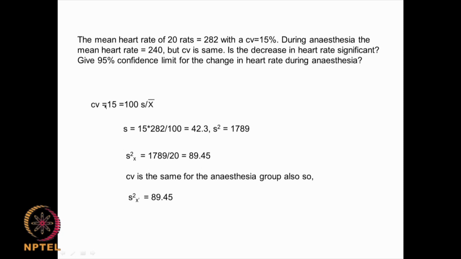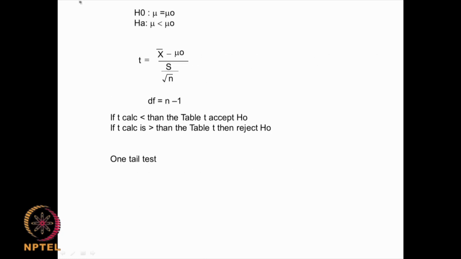I know CV, I take 282 as x bar, so I calculate S, that is the standard deviation. Now for the standard error of the mean, I just have to divide by n, and later on I need to take the square root, but right now we are not taking the square root, we leave it like that. CV is the same for the anesthesia group also, so the standard error for the anesthesia group will also be the same. Now let us formulate our hypothesis.